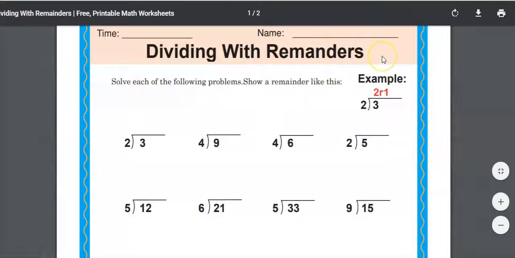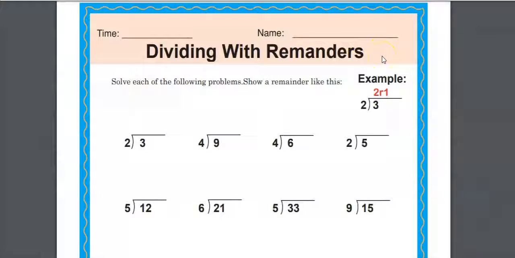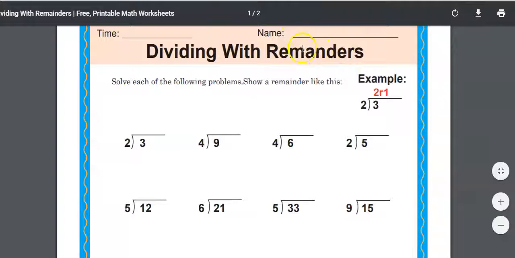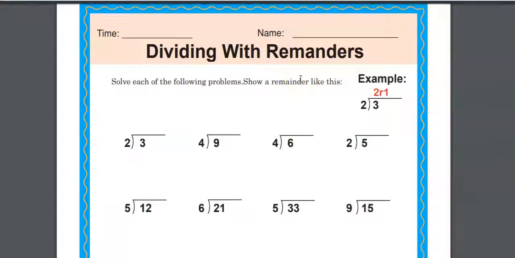So I want to go through a couple examples with you on one of the sheets that I'm going to be sending home for you this week. Okay, kiddos? All right, so I'm going to head to the sheet. All right, here's one of the sheets that's going home for you. Dividing with remainders. Oh, they spelled it wrong on your sheet there, kiddos. Oh boy, should say remainders there. But solve each of the following problems. Show a remainder like this. They have it spelled correctly there. See? Everybody makes mistakes, right?